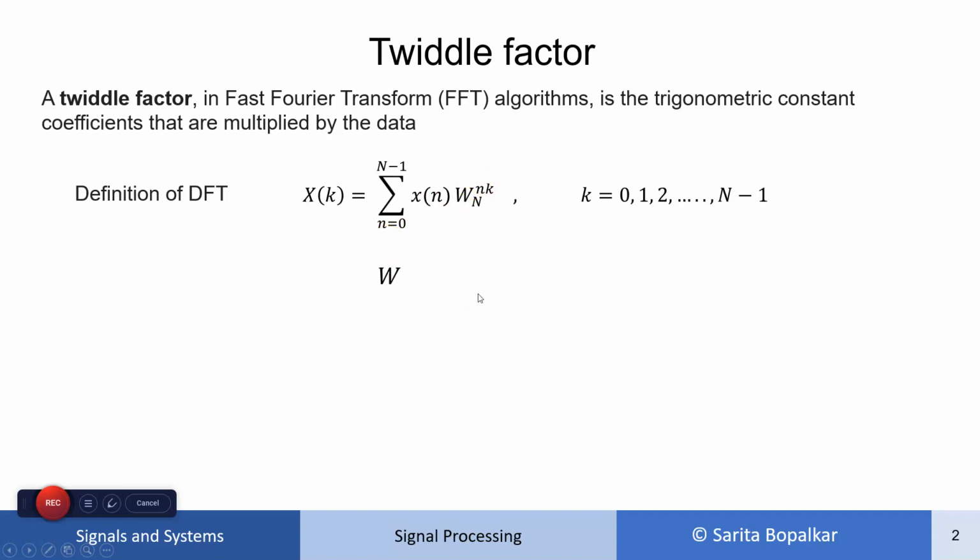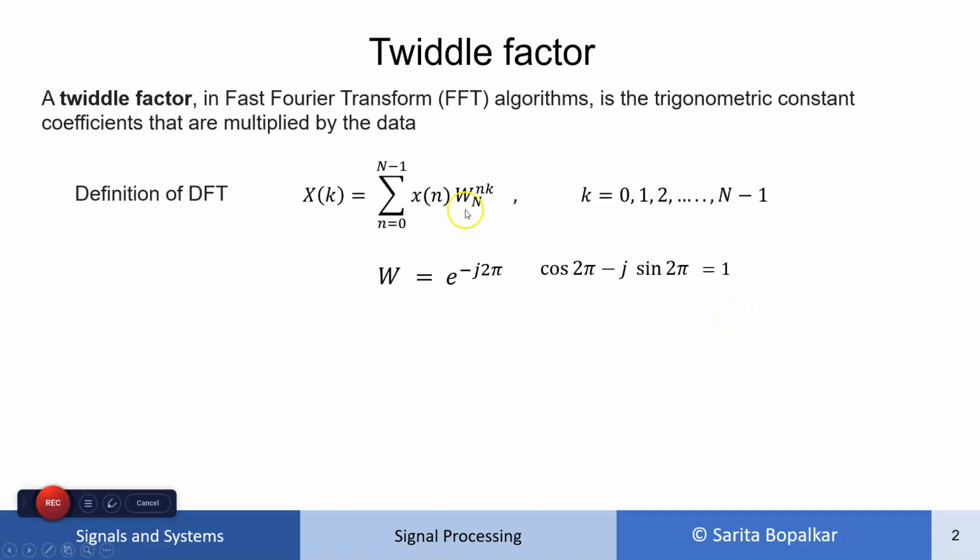Now let's understand what is the value of this twiddle factor. This W twiddle factor, its value is e raised to minus j2 pi. We know how to calculate e raised to minus j2 pi: cos 2 pi minus j sin 2 pi. Sin 2 pi is 0 and cos 2 pi is 1. That's why twiddle factor W, its value is 1.